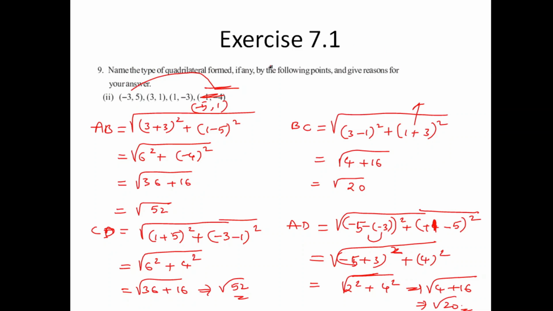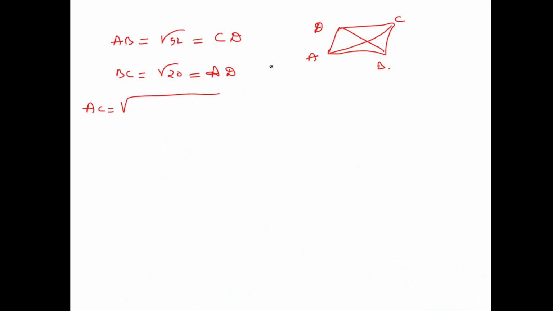So what is the value of A? Minus 3 comma 5. Let me write it over here. Minus 3 comma 5, and C is 1 comma minus 3. B is 3 comma 1, and D is minus 5 comma 1. So let us find the value of AC.